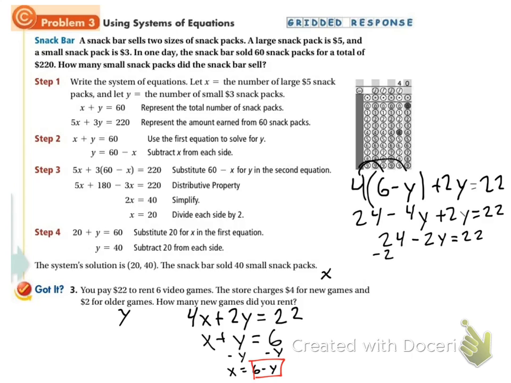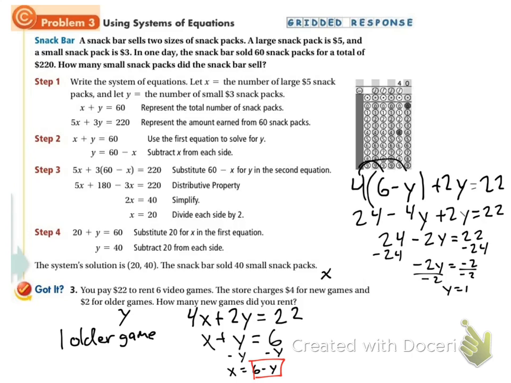I'll subtract 24 from both sides. I get that negative 2y is equal to negative 2. When I divide by negative 2, I get that y is equal to 1. Which means that I bought one older game, I suppose.